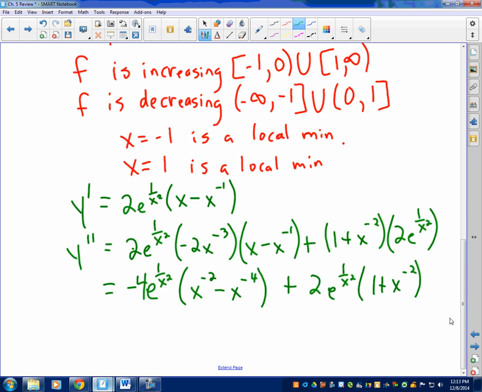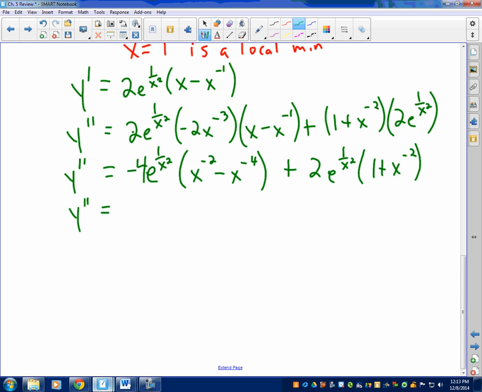But I'm looking at this like I could probably factor out a 2e to the 1 over x squared like we did in the previous one. So if I factor out a 2e to the 1 over x squared, I'm left with negative 4 x to the negative 2, plus 4 x to the negative 4. This will just be a 1 plus x to the negative 2.